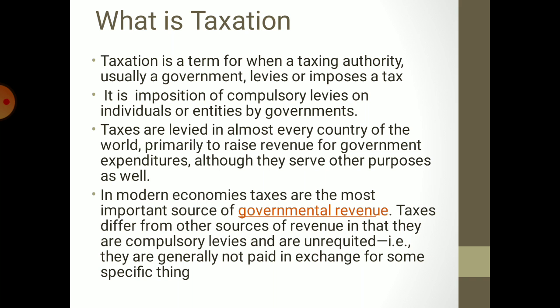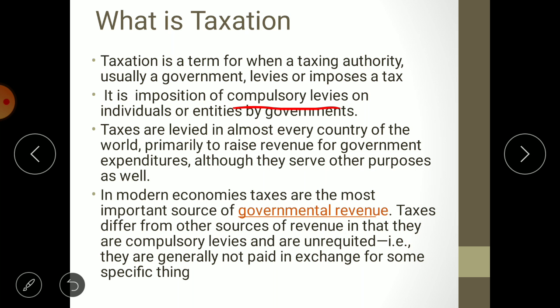Then it is written here, it is imposition of compulsory levies on individuals or entities by government. See, it is a compulsory levy. What is a compulsory levy? Taxation is not a voluntary payment. It is a compulsory payment. If tax were a voluntary payment, probably no one would be paying tax, yes or no?